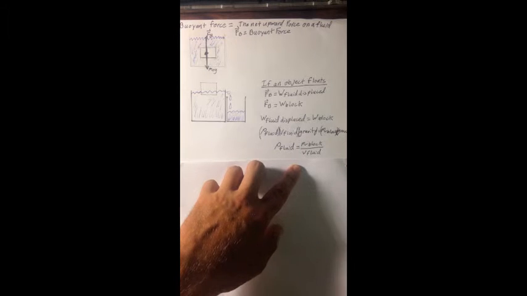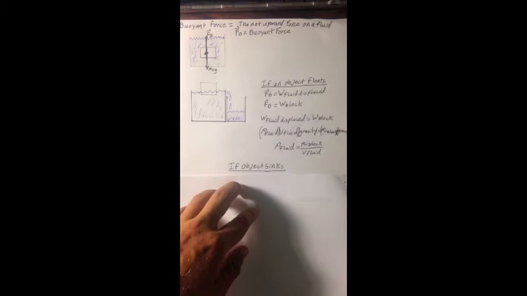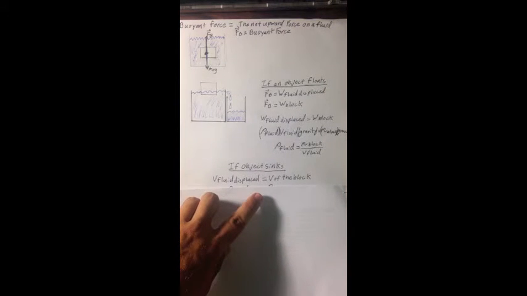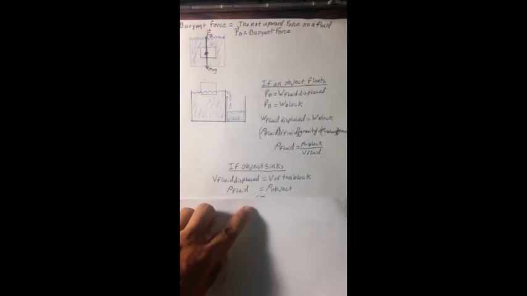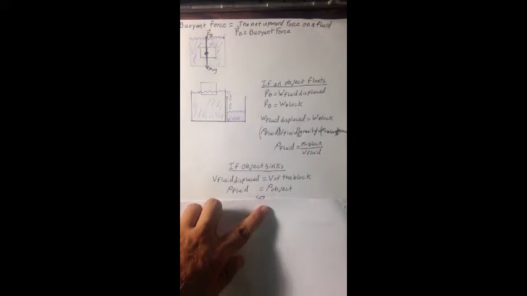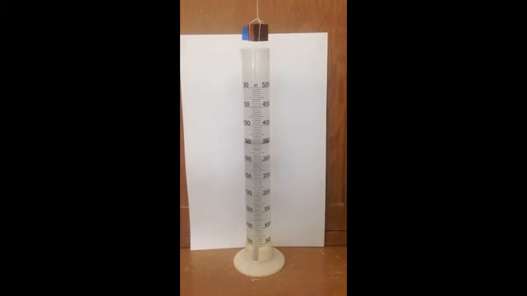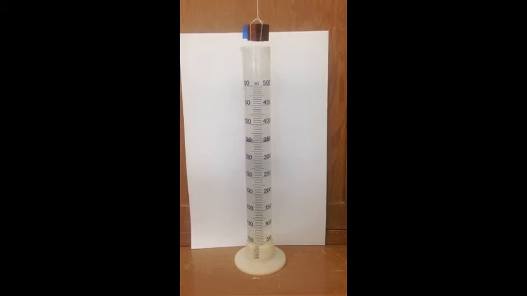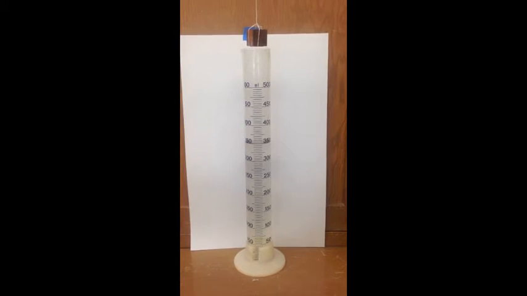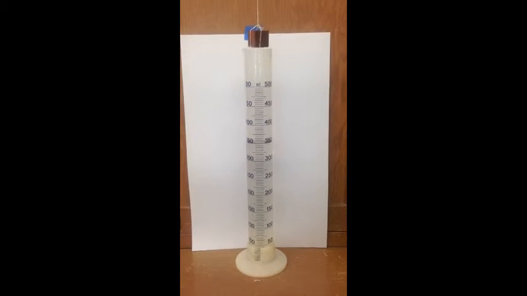But what happens if an object sinks? Well, if an object sinks, then the volume of the fluid displaced is equal to the volume of the block, which means that the density of the fluid then becomes the density of the object. So we have the equation that the density of the object equals the mass of the block divided by the volume of the block. We will now test Archimedes' principle by lowering a known mass into a volume of water.